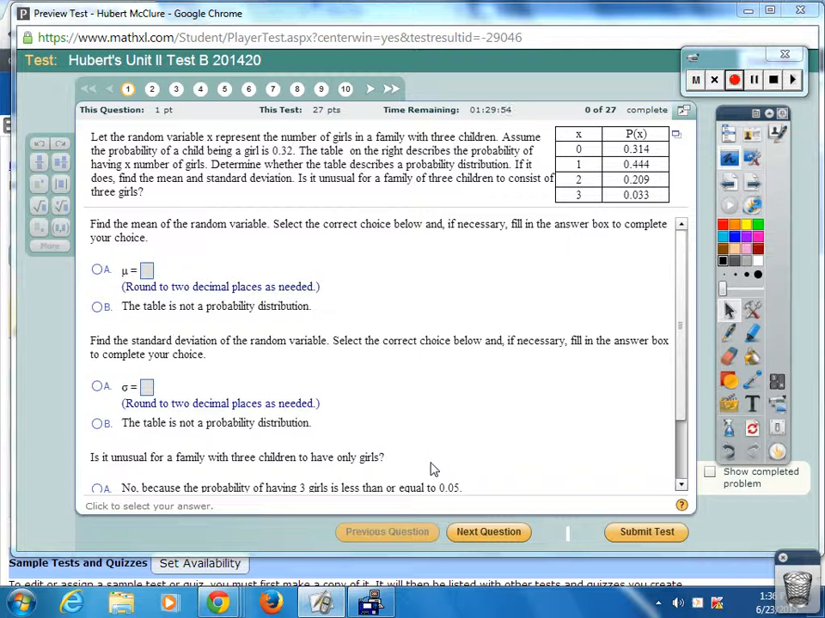Let the random variable x... This is one of those in the first where you have to find the mean and the standard deviation. So go ahead and work on it. This is where you do the columns: X, P of x, then x times P of x, then x squared, and then x squared times P of x. So get to it.